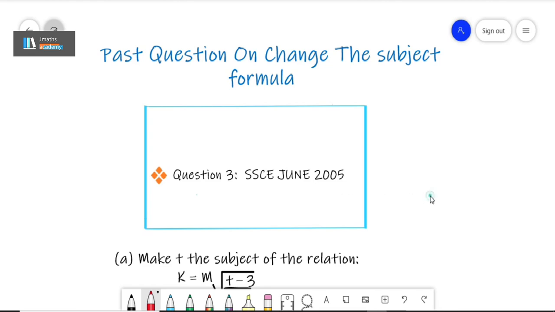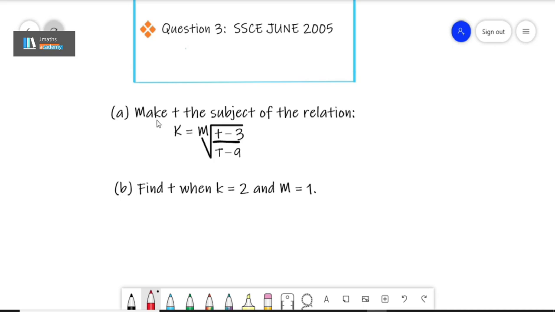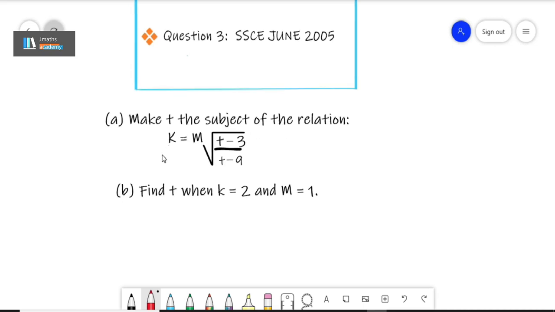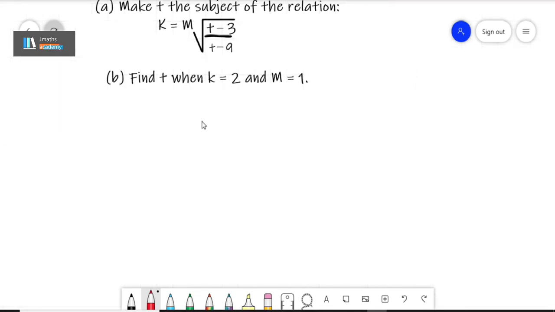Now let's move on. Question A says we should make t the subject of the relation. So we have our equation to be k is equal to the mth root of t minus 3 over t minus 9. For B, we are asked to find t when k is equal to 2 and m is equal to 1. Now let's solve this question.